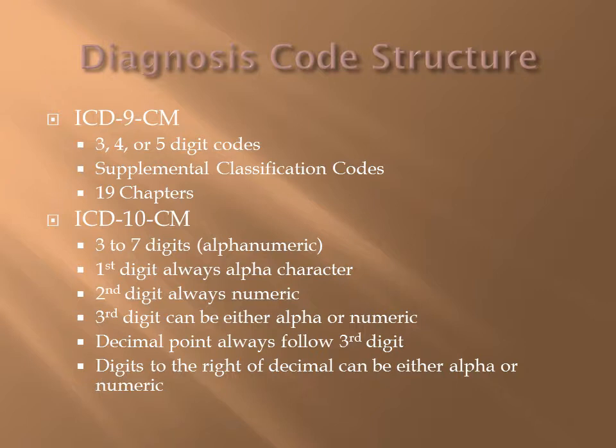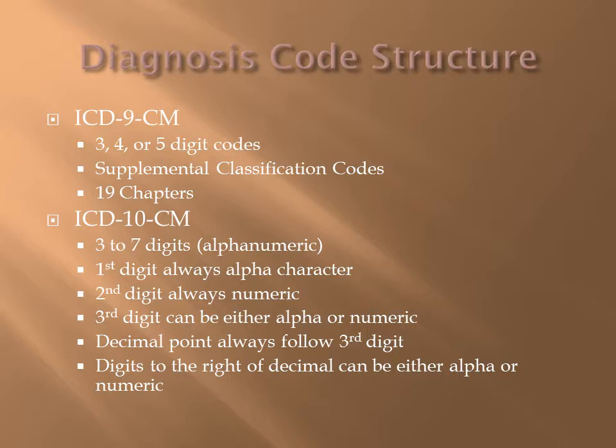Diagnosis code structures. ICD-9 has a 3, 4, or 5 digit code: 3 numbers followed by a decimal point and up to 2 more digits. It also includes supplemental classification codes beginning with the letter V or E and has 19 chapters.